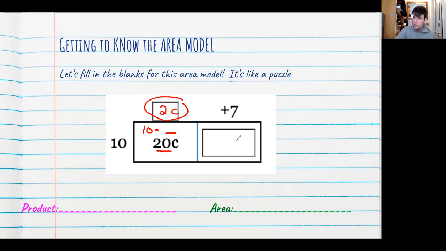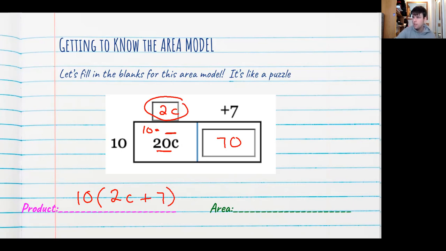And now we have a little bit of an easier one. We're missing part of the inside of our area model. We know how we get this. We multiply 10 times 7, and that's how we get that number in there. So that's 70. So we're going to go ahead and write out two things about this problem. One, what were we actually multiplying together? In this case, we're multiplying 10, which was our monomial, times 2c plus 7. That was our binomial.